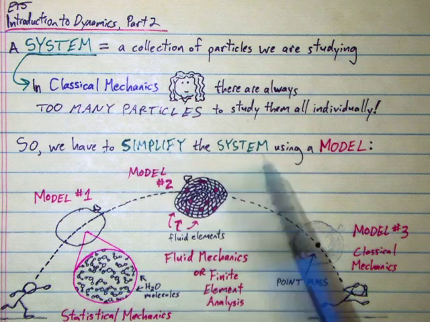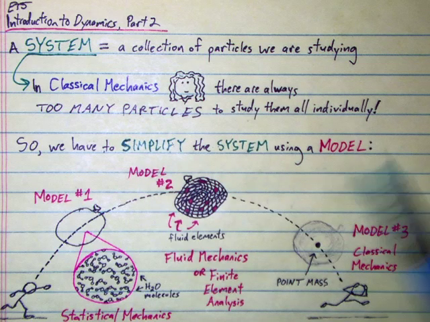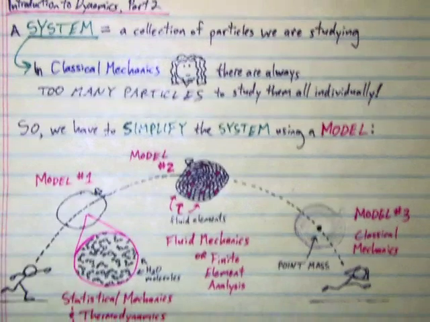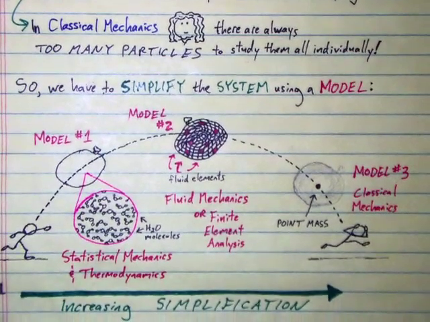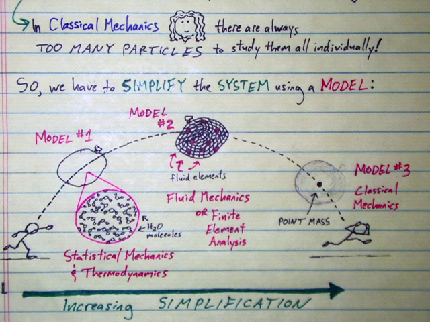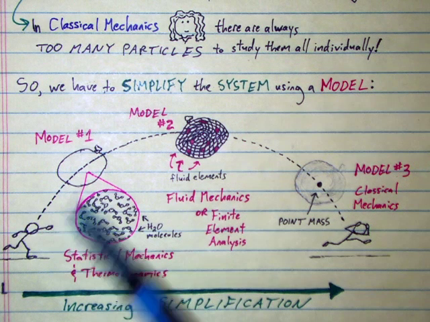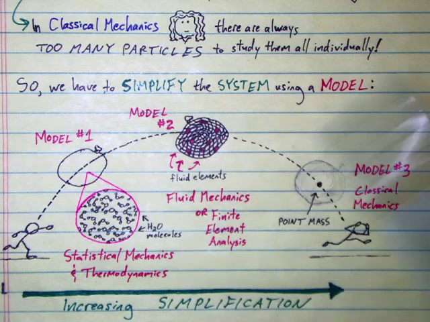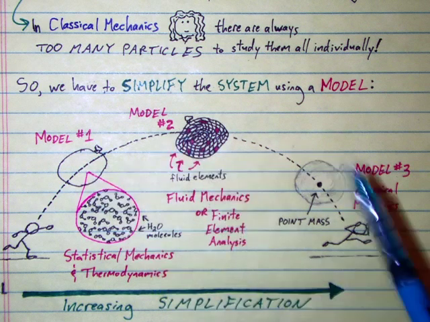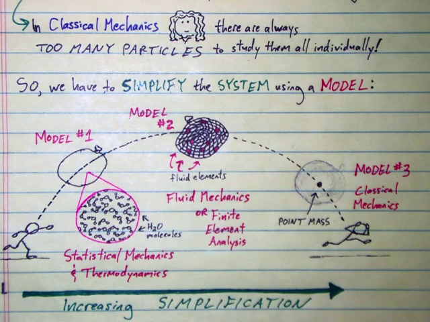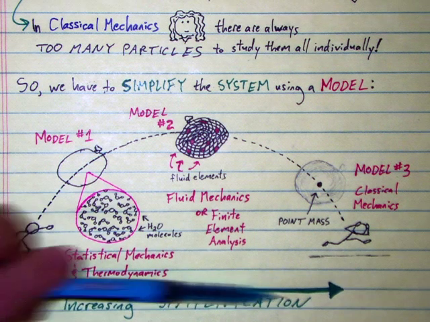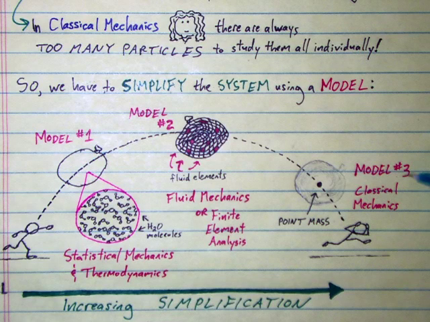We've got to simplify the system using some kind of model. And there are at least 3 different models that we can use within classical mechanics. So consider this scenario of a fellow throwing a water balloon. And let's look at 3 different ways to simplify that water balloon as we study its behavior, with increasing simplification going this way. So model 3 will be our simplest model.